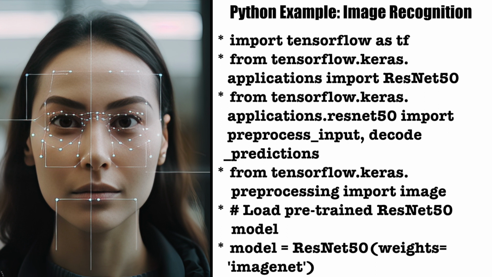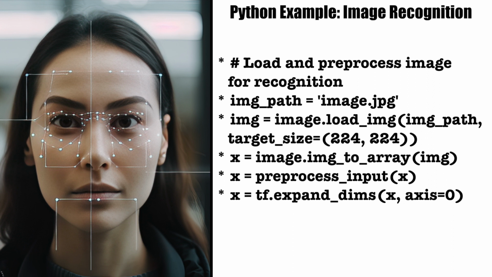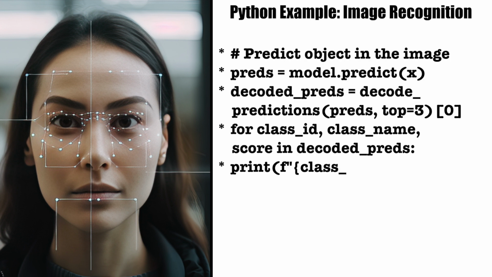We import the library files, then load the pre-trained model, which is ResNet 50. Then we load and pre-process images for image recognition. In this code we can see we define the image path, then the target size, which is predefined. Then we convert the image to an array and pre-process the input values in the form of arrays. Then we predict the object in the image and recognize the class name, that is, which class the image belongs to.